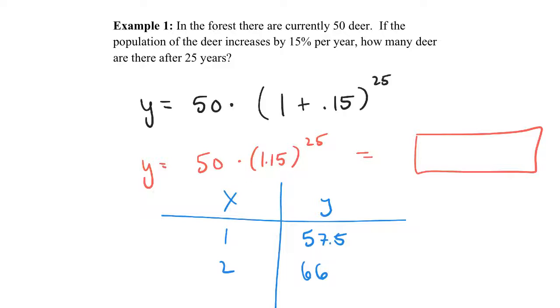Wait, where should we round off? Give me the nearest deer. So there's, what do you got? 33. 33 deer? I did 1.15 to the 25th. Okay, good. Times 50. Don't forget the A value right here, right? 1,645. But it's 1,646 if you round to the nearest deer. Okay. 1646 deer. That sounds correct. Yes, they went down as well.